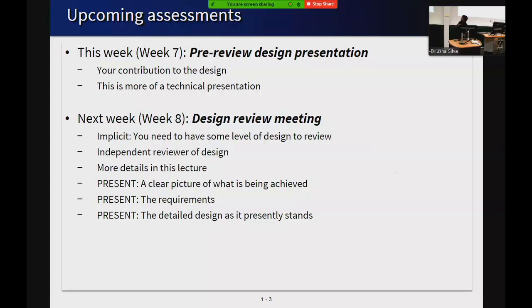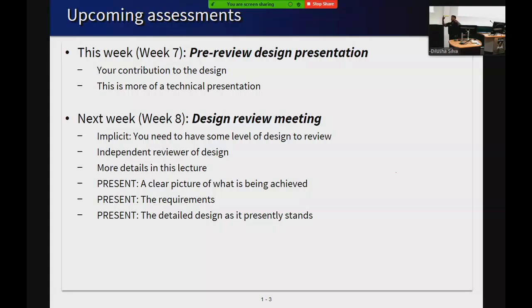Next week, design review meeting. There is an implicit statement there that you have some level of design to review. And by this point, I'm hoping, as I've been telling the students in my weekly meetings, that you do need to continue your technical design aspects as you follow along this unit. Right? So next week you'll be presenting that to a facilitator.